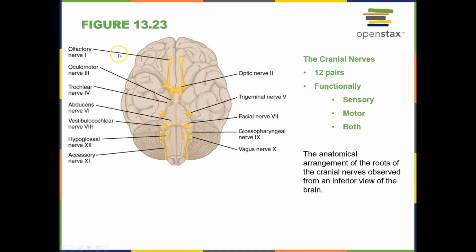sensory, motor, or both. So "some," olfactory, is sensory for smell. "Say," optic, is sensory for sight. "Marry money," oculomotor, is motor for eye movement. Trochlear is motor for eye movement. But trigeminal has both motor and sensory. So you can just go through and figure out what their functions are. In the book, you have a table that has all of those functions in there.